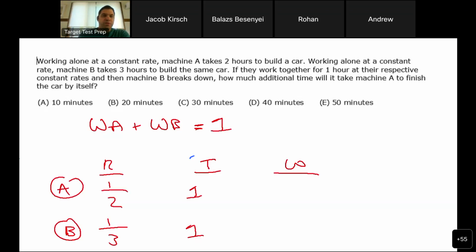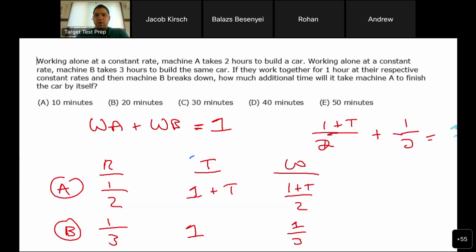But machine B breaks down, so it stops working. That means machine A has to keep working for some unknown amount of time. We'll call it 1 plus T. And then we have 1 plus T over 2. We have 1/3. So if we're doing the math out, 1 plus T over 2 plus 1/3 is equal to 1.